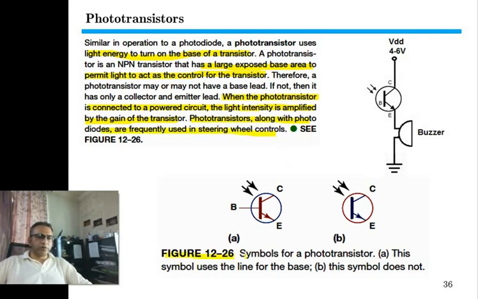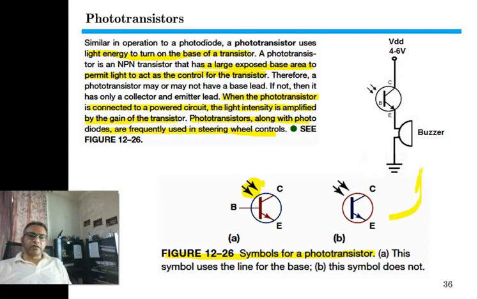Figure 12.26 shows the symbols of phototransistor. In the first case, there is the collector emitter, and this light represents that this symbol is of a phototransistor. And in the first case, there is the base terminal. And in the second case, there is no base terminal. There is simple light falling on the base. When the light falls on the base, it will turn on the switch and current will flow from the collector to the emitter.